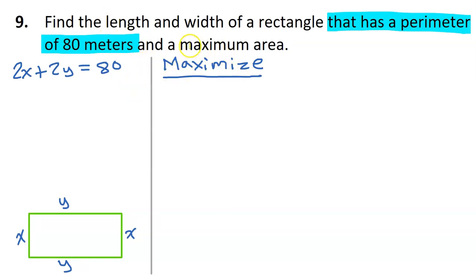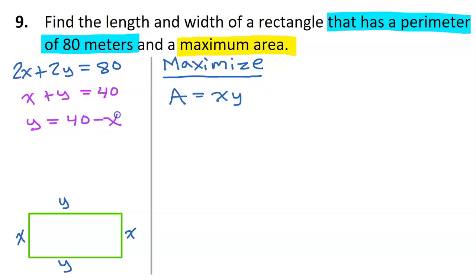What are we trying to maximize? We are to maximize the area. And the area of a rectangle is the length times width. So let me write area equals x times y. This has two variables. I'd really like only one variable. So let's isolate y over here. First of all, dividing both sides by 2, I'm going to get x plus y is equal to 40. Now subtracting x from both sides, I have y equals 40 minus x.